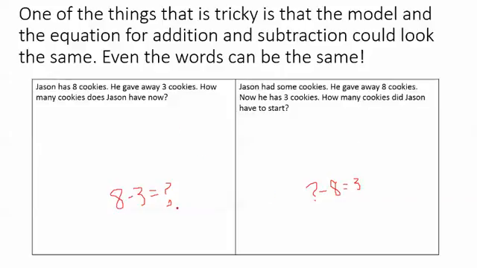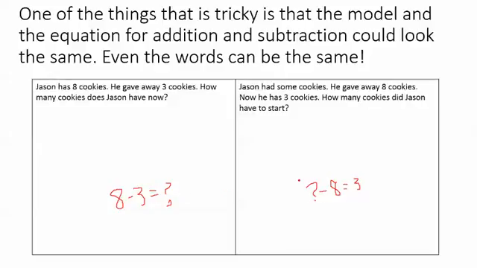When we draw our model and write our equation, there's going to be this extra step of looking at the equation and deciding, am I looking for the part or am I looking for the whole? Am I looking for the total whole amount, right? Or am I looking for just a piece of that total? Here I'm looking for a part, right? And so I would just subtract: 8 minus 3 is 5.